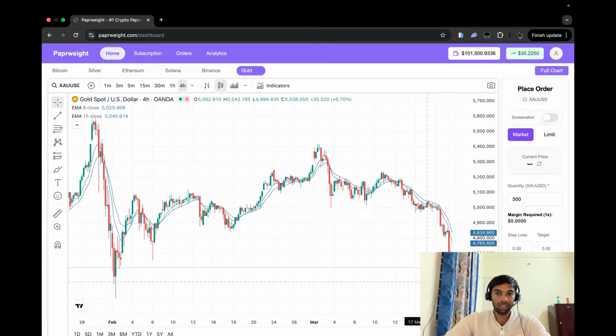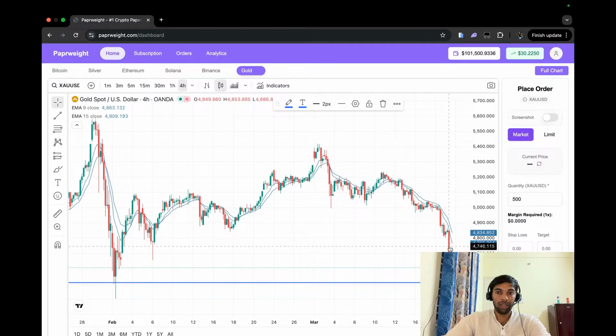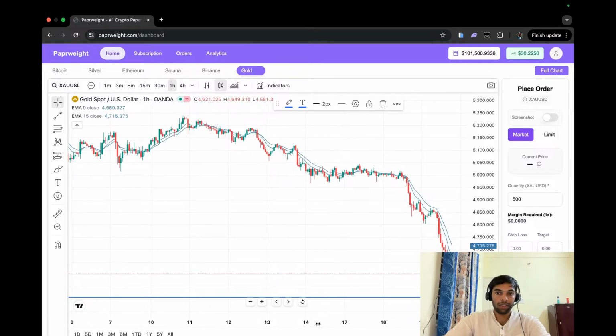In the 4 hour time frame, the market is at a buying zone. This is a buying zone at 4 hour time frame, but the market is good on the falling side. 1 hour you can just see.